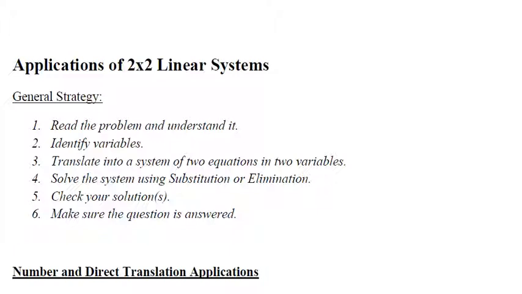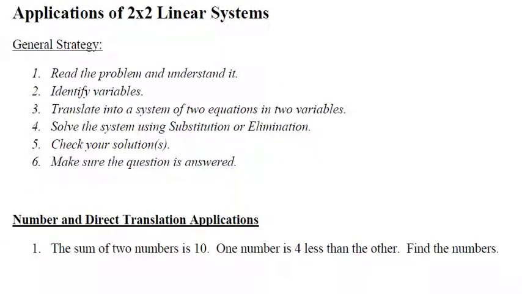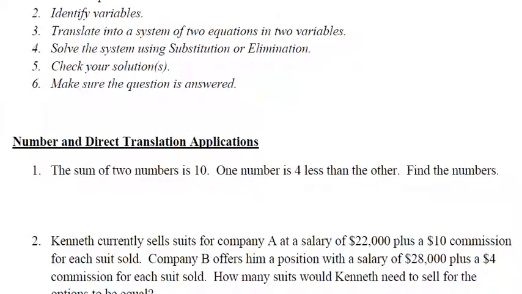We're going to check our solutions to make sure that they work for the system, and then check our solutions for reasonableness. Does it make sense for the problem? And then, of course, make sure we answer the question. The question might not always be what the variable is. You might have to go a step further. All right, so we're going to see a couple of different types of applications. The first type is what we call a number and direct translation application.